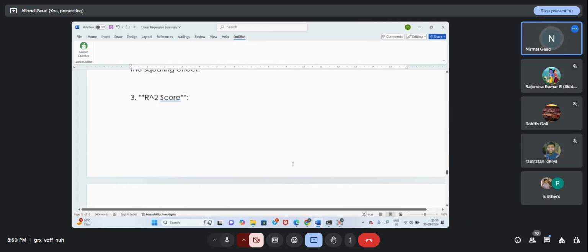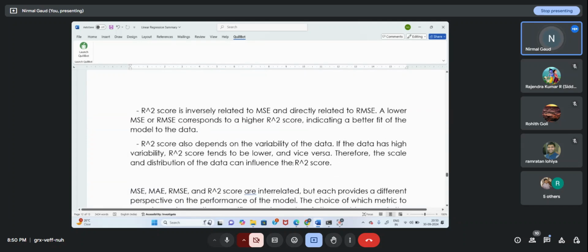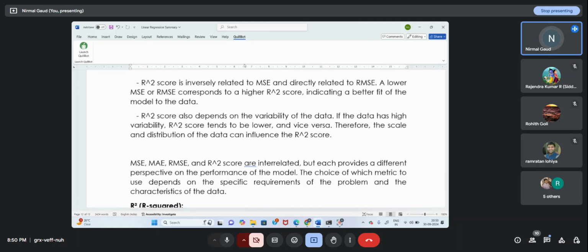What is the R2 score? See, the R2 score is inversely related to MSE and RMSE. Lower MSE or RMSE corresponds to a higher R2 score, indicating a better fit of the model on the data.